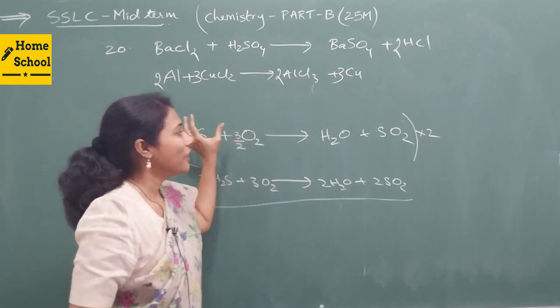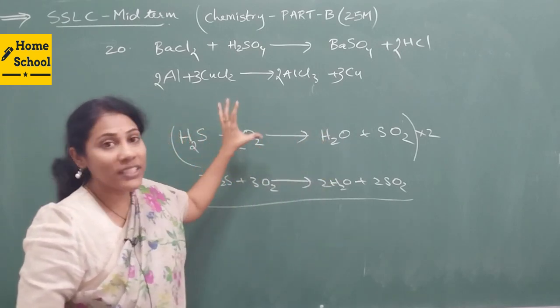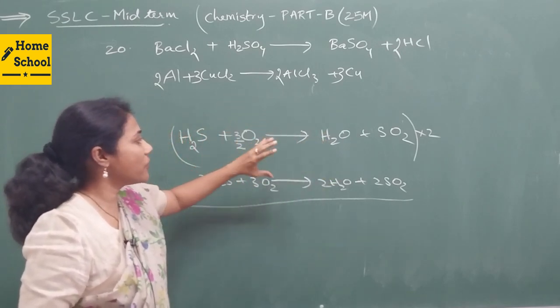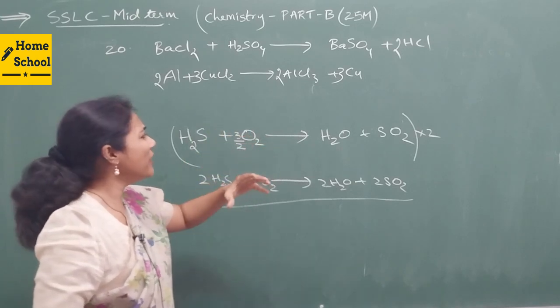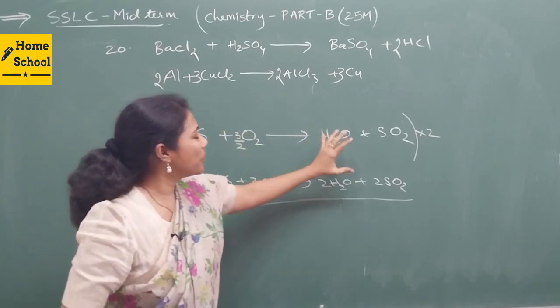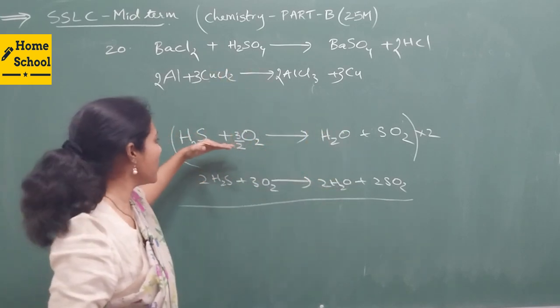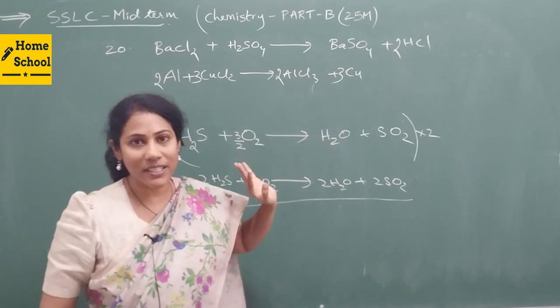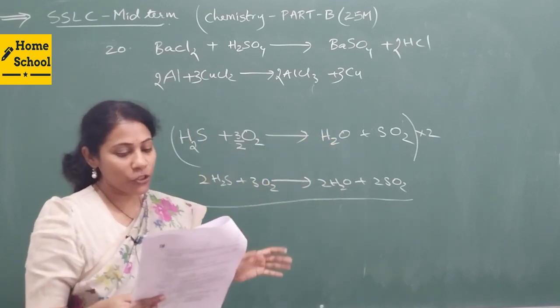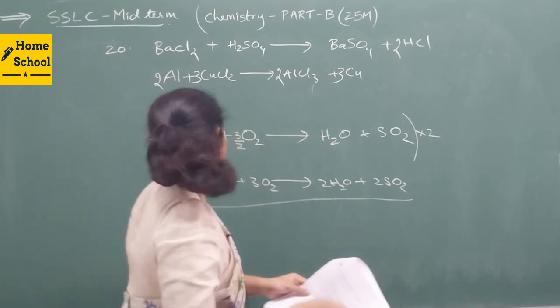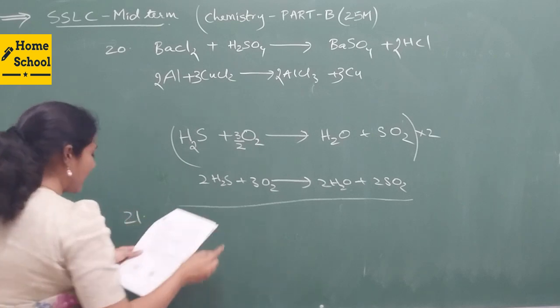So look at here. This is the trick of balancing oxygen easily. When you get an odd number situation, you will do trial and error. You put 2, you put 3, and it will take a lot of time. If you follow this method, it is so easy. So all these things I will teach you. Don't worry. Okay. So now question number 21.